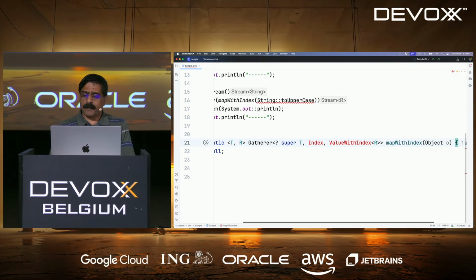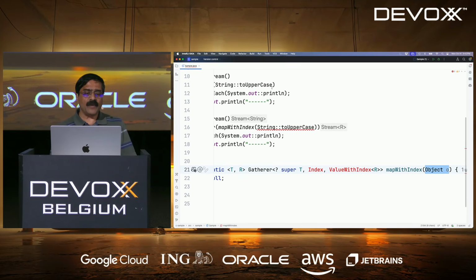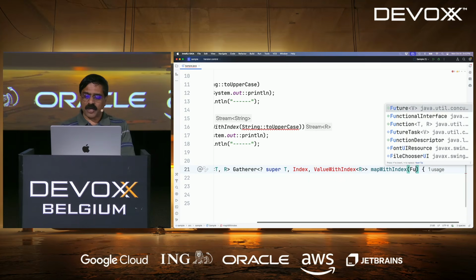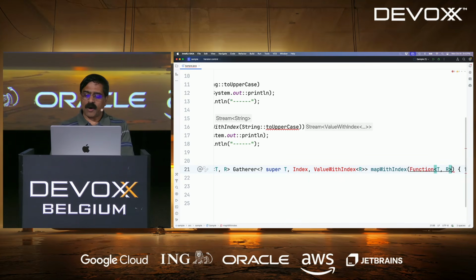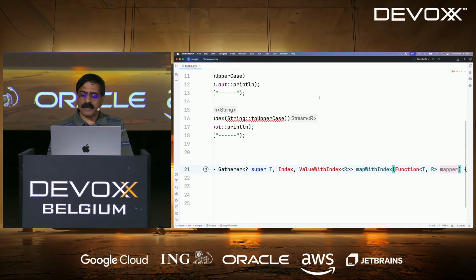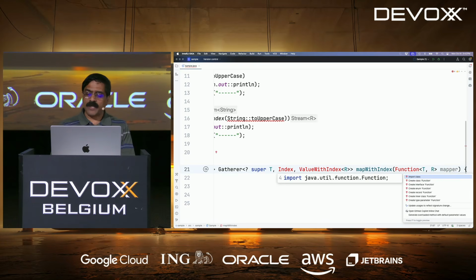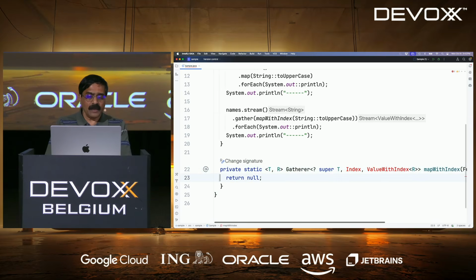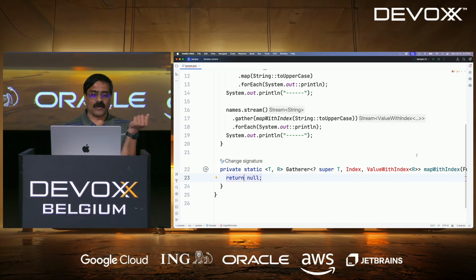Well, what's the parameter to this particular function? Aha, we know what that is. From here, we know that a map takes a function as an argument. So this is going to be a function, t comma r, and that's going to be your mapper that you want to really use. So there comes the function you're going to be using as well in here. So that's your mapper as you would expect. Okay, so what's the next step? Before we go further, of course, we need the index and we need the value with index as well.